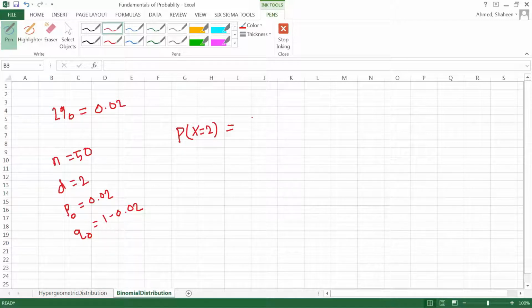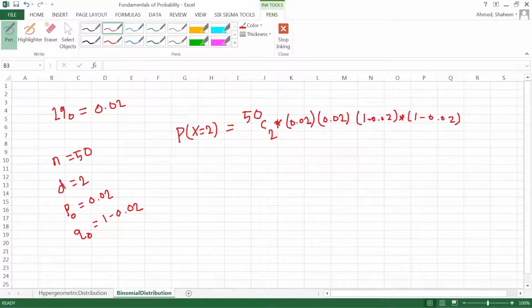Now to choose 2 of the products randomly from 50, the combination is 50C2, and then 2 of them I'll get defective, so it's going to be 1 defective, and then 2 defective, and then the rest of the products I'll get non-defective, which is basically 1 minus 0.02 times 1 minus 0.02, and then this goes all the way to my rest 48 products.